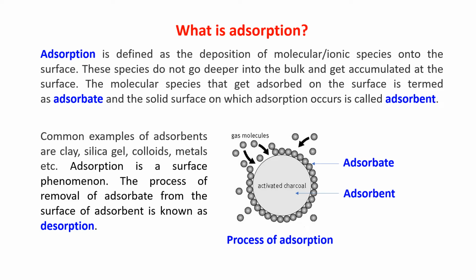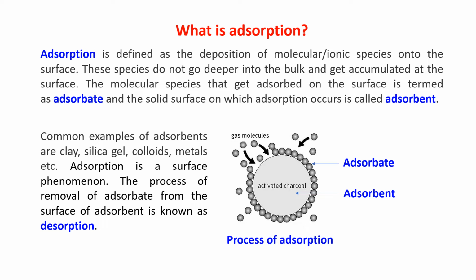What is adsorption? Adsorption is defined as the deposition of molecular or ionic species onto the surface. These species do not go deeper into the bulk, and get accumulated at the surface only. So you can say that adsorption is a surface phenomenon.